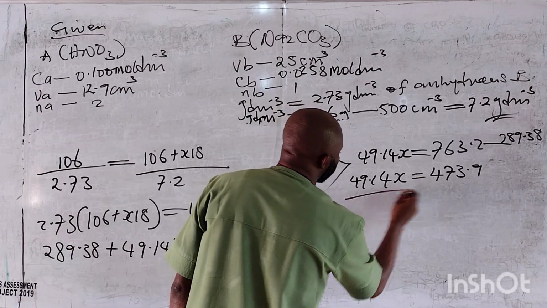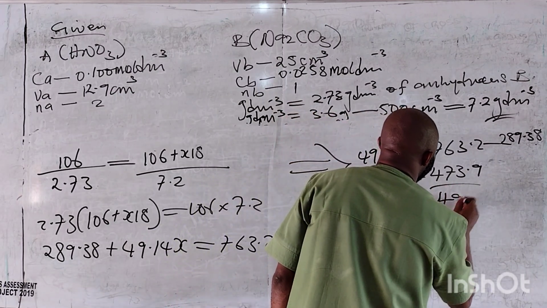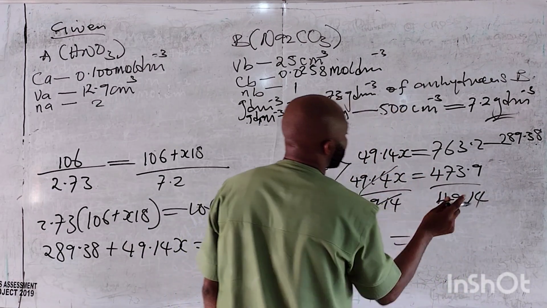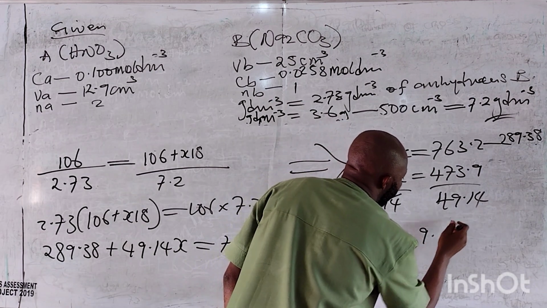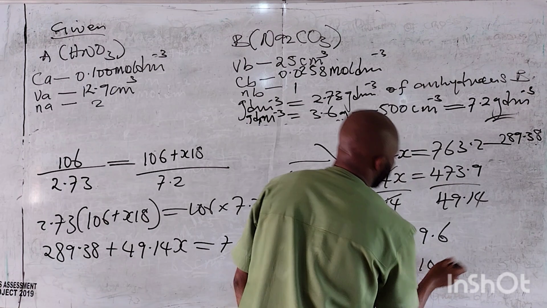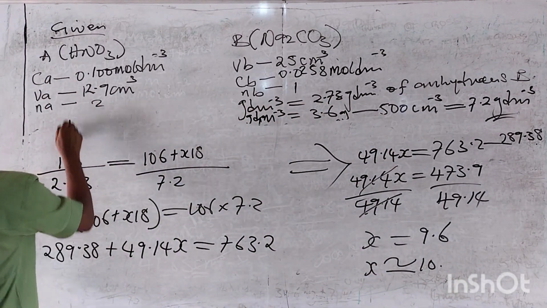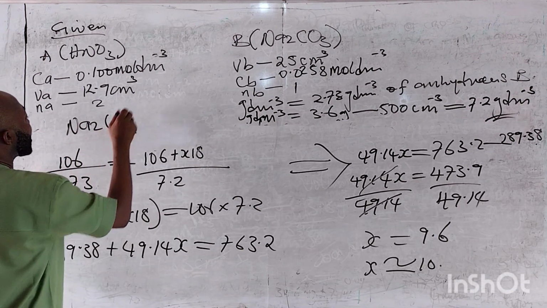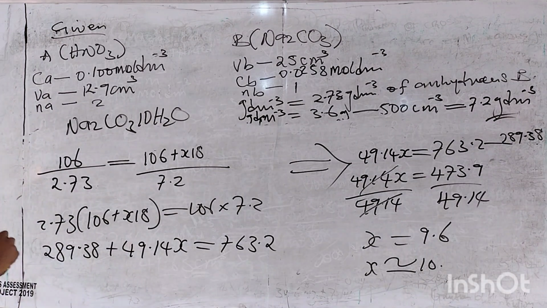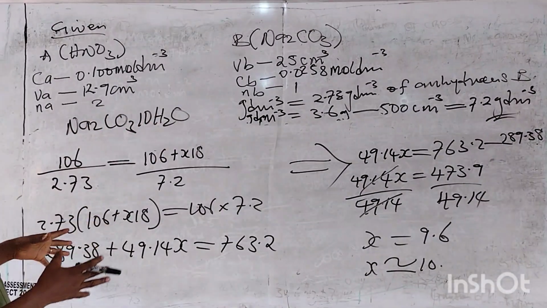So I divide both sides by 49.14. When this cancels out, I have x equal to 473.82 divided by 49.14, which is 9.6, approximately 10. So the hydrated compound now becomes Na2CO3.10H2O, sodium trioxocarbonate IV decahydrate, because it contains 10 moles of water of crystallization.